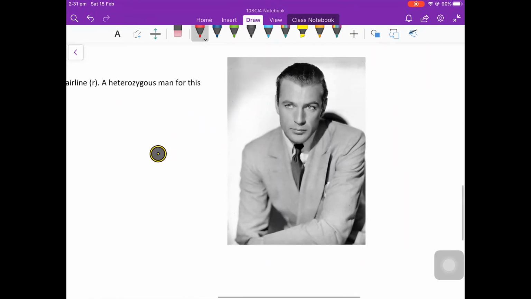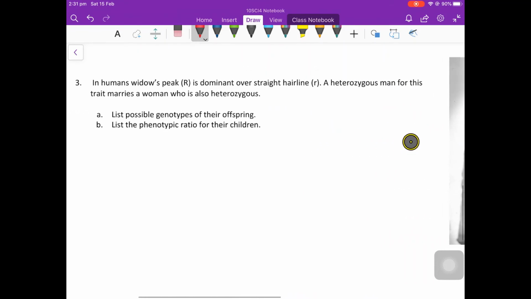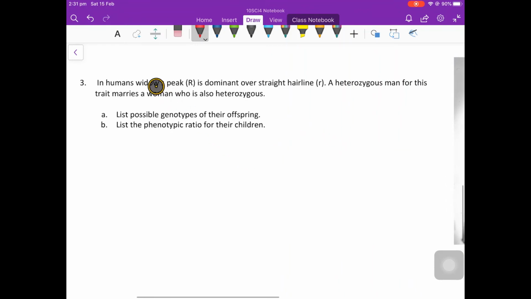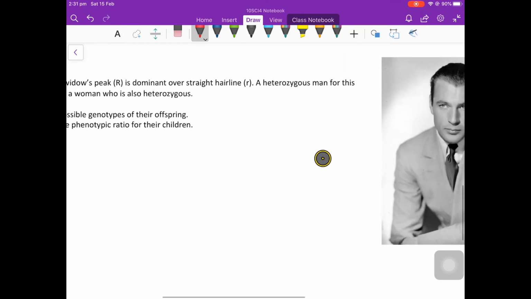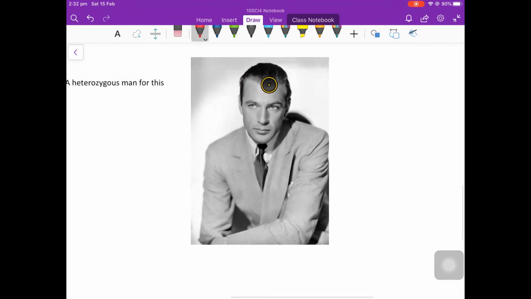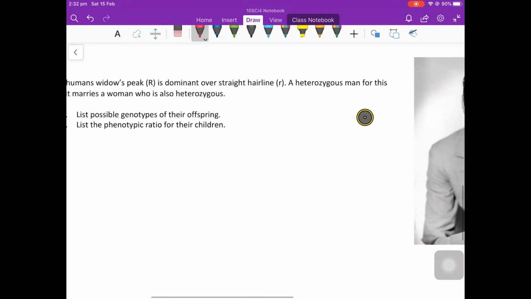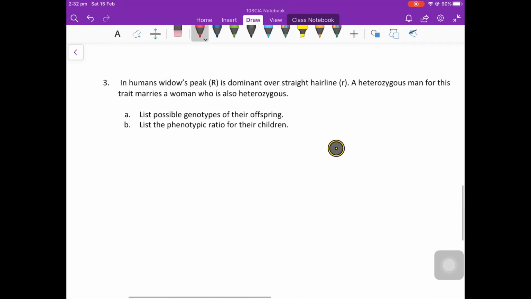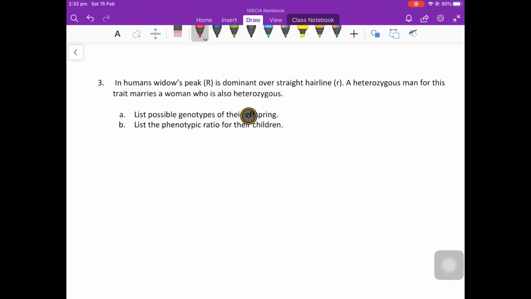So over here I've got a picture of a gentleman that has a widow's peak, and you can see the shape of the hairline is, I guess, a V shape, and that's what we're talking about when we're referring to a widow's peak. So in humans, widow's peak is dominant over a straight hairline. So a straight hairline would just be simply a hairline that doesn't have that V shape, more of a straight line. So list all possible genotypes of the offspring.